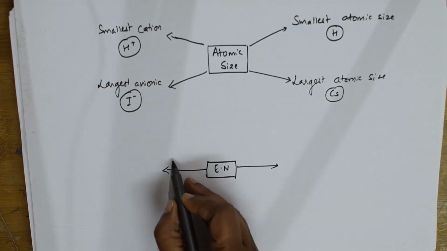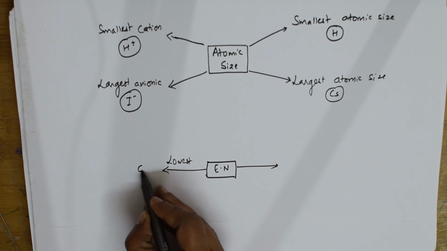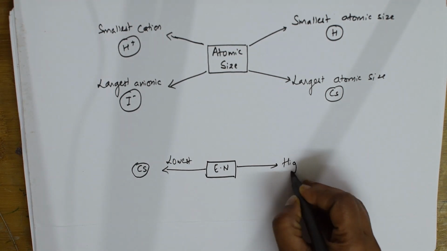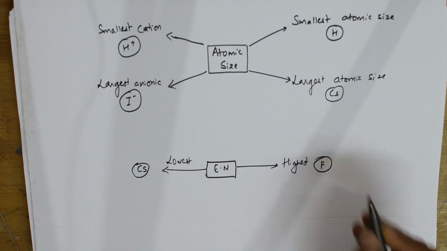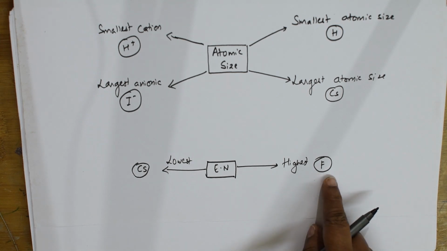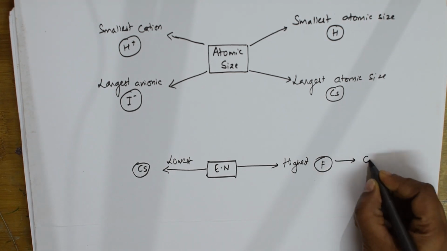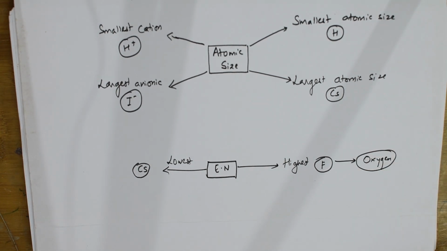The element with lowest electronegativity in the periodic table is cesium. Okay, students. Next, the element with highest electronegativity is what? It's nothing but fluorine. Done. After fluorine, the next most electronegative element in the periodic table is oxygen. Correct? So oxygen is the next electronegative element.